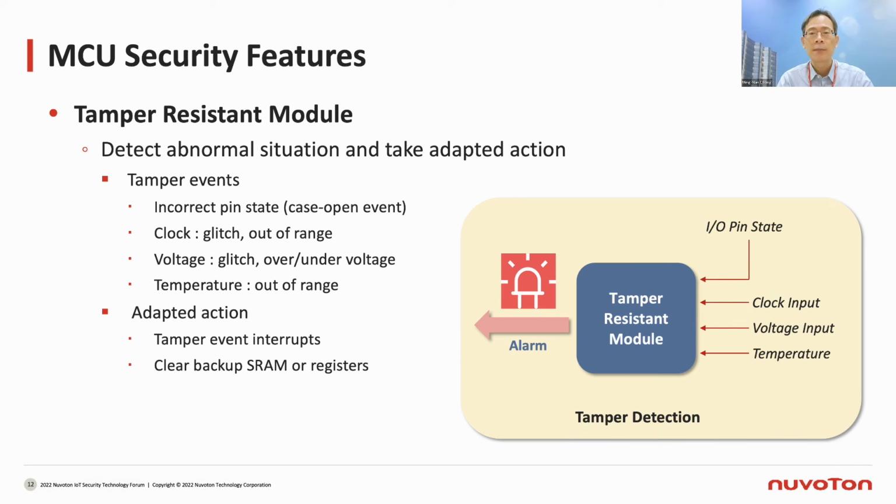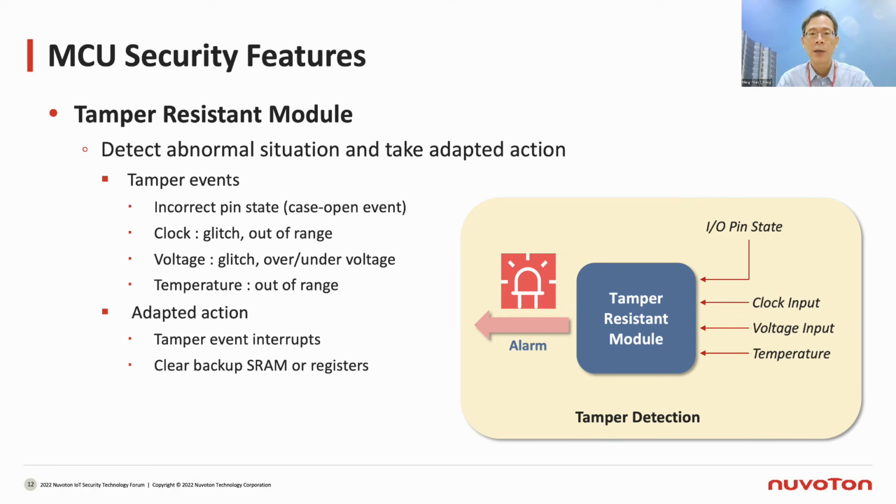The tamper-resistant module monitors the MCU surrounding environment at all times. It is used to detect abnormal events and trigger warning interrupts to notify the system software to prevent intrusion and tampering. Combined with the design of the printed circuit board, the tamper pins can be used to detect intrusion of the device enclosure.